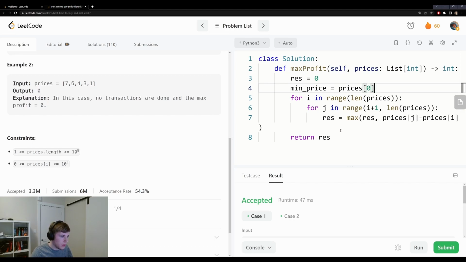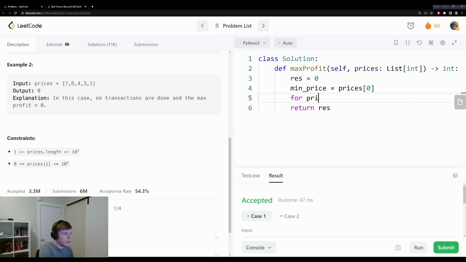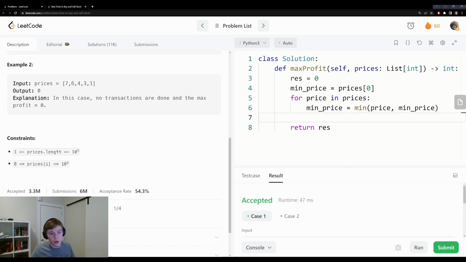Essentially what we're going to do is go through the prices and let's say min_price equals min of price and min_price. So this is just updating what our min price is. And the next thing we're going to do is update our result to be the maximum of what we've gotten so far and our current price minus the min price that we've seen so far.